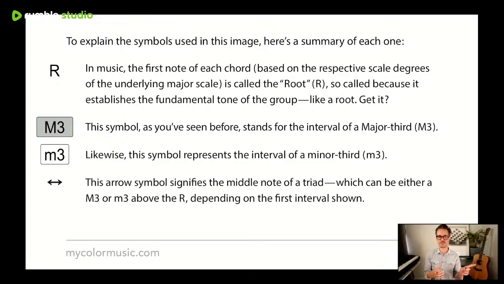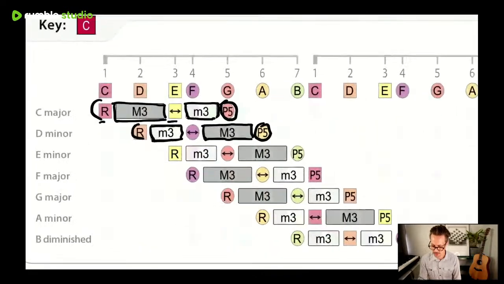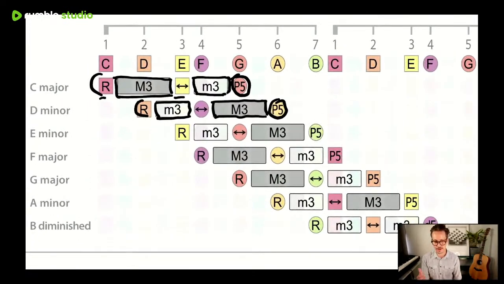M3, capital M3, this symbol, as you've seen before, stands for the interval of a major third. I say as you've seen before if you've been in the previous sessions here as we've talked through illustrations. Minor 3, the lowercase m3, likewise, this symbol represents the interval of a minor third, as I just described. And then the little arrow symbol just signifies that it's the middle note of a triad, which can be either a major third or a minor third above the root, depending on the first interval shown. So again, we have a root, followed by either a major third or a minor third. We have the middle note, and then we have a perfect fifth as you go down the line.